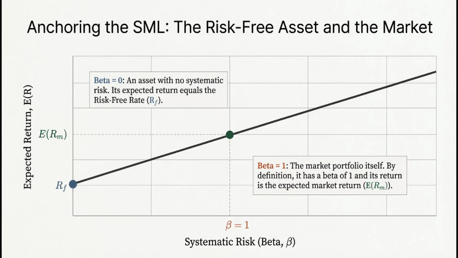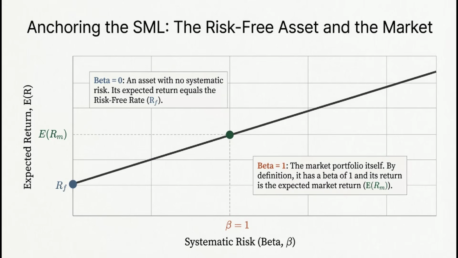So where does this line start? What are its key anchor points? Great question. The 2 points are absolutely critical. First, let's think about an asset with zero systematic risk, a beta of 0. So it's totally uncorrelated with the economy. Exactly. What return should that asset give you? Well, it should only compensate you for the time value of money. So when beta is 0, the expected return on the y-axis is simply the risk-free rate, or RF. Right, that's our intercept. That's the baseline, okay?